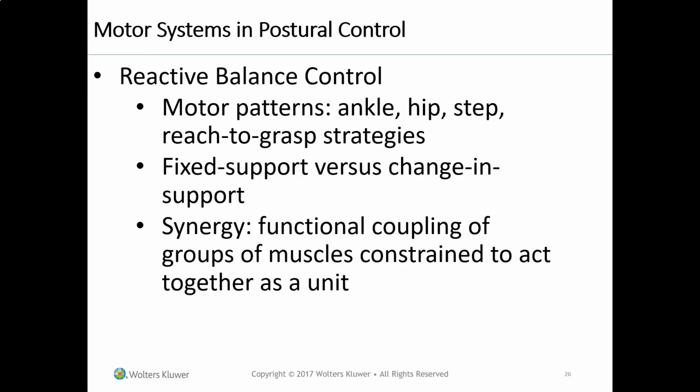Someone that had a stroke might have a synergy pattern that might limit our ability to use certain strategies. And synergy is, again, functional coupling of groups of muscles constrained to act together as a unit. And there's actually some really cool technology called posturography that I'm going to show you that we can use to see how a patient reacts and what strategies they use. It's actually very, very cool. And then we can compare it to their normal age group and see how they do as far as balance is concerned. So I'll show you that in a little bit.